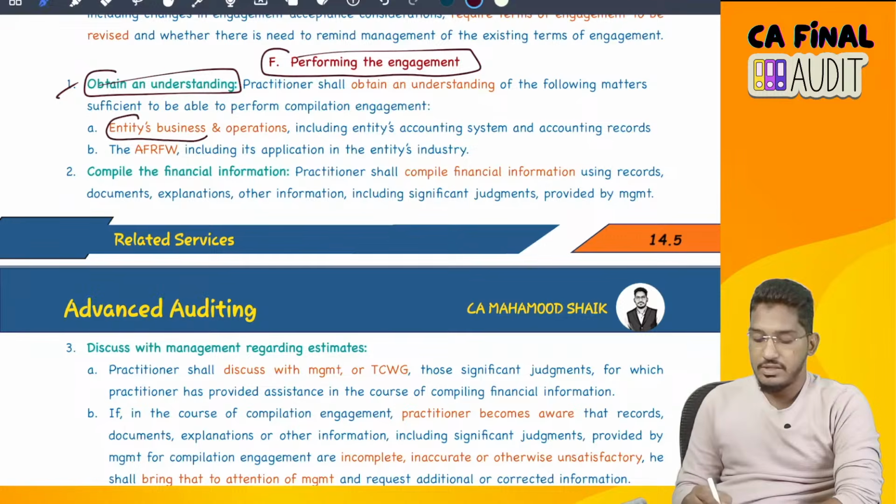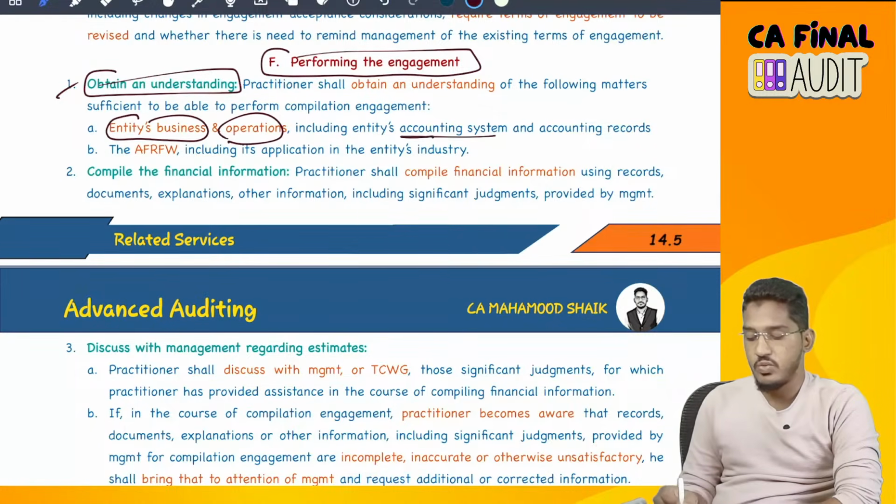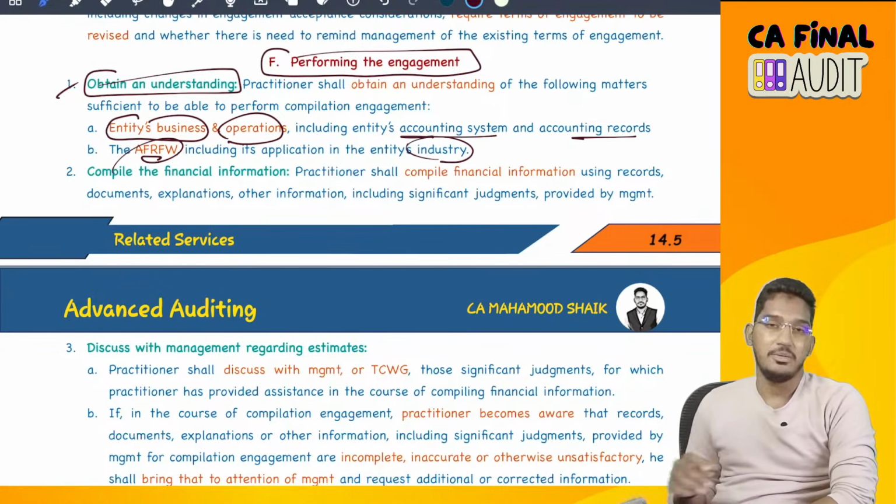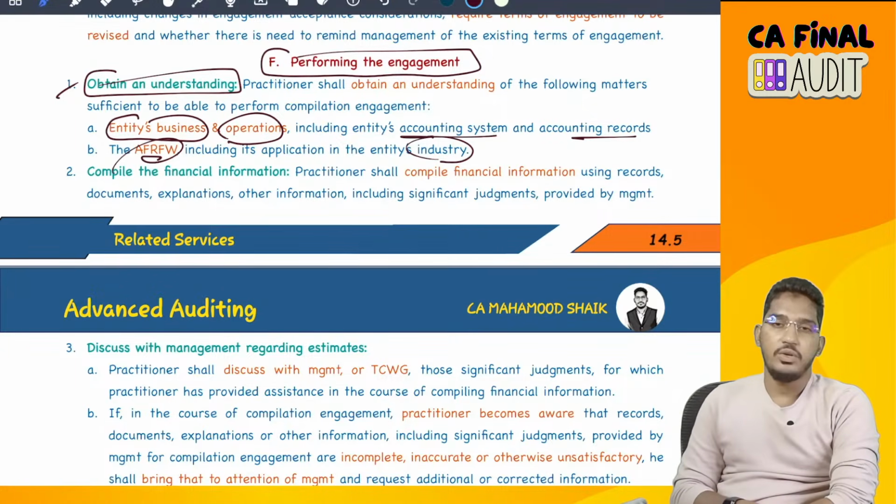You should understand what the entity's business is, what their operations are, what their accounting system is, what kind of accounting records they maintain, and what their applicable financial reporting framework is, to which industry your client belongs. Why? Because if you don't get all this information, you can't assist them in proper preparation of the financial statements.